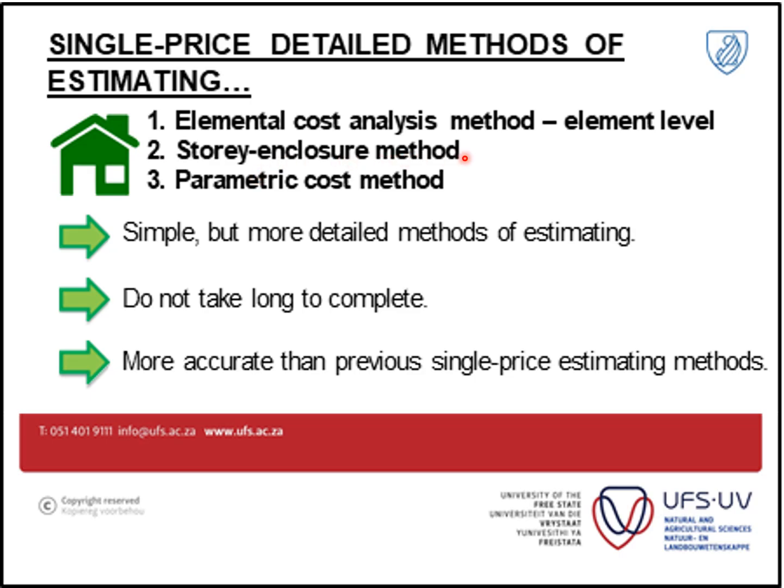So your story enclosure method is the second one that we're going to look at. And this is a bit more complicated one, where we're going to look at the factors and so on when we do these calculations. And then the last one is the parametric cost method, which I usually call the get out of jail free card, whenever we're pressed for time and we have to get a quick estimation out. So these methods are still quite simple, but more detailed methods of estimation than the previous ones. They don't take long to complete, and are more accurate than the previous single price estimation methods.